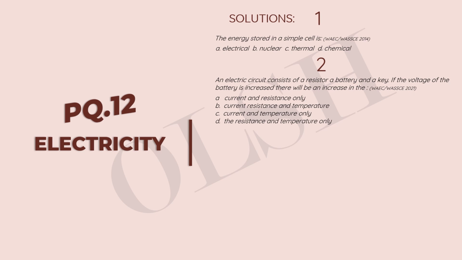So obviously the temperature of the circuit is going to increase. You see we have current increasing and we have temperature increasing. So our option for number 2 is C.